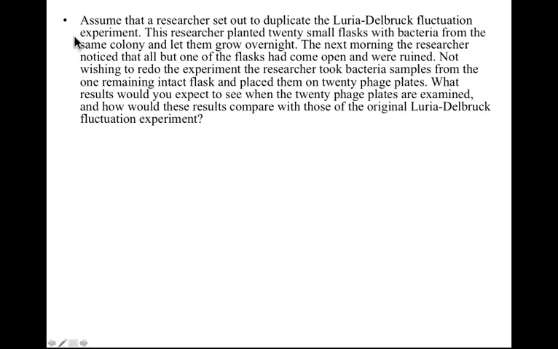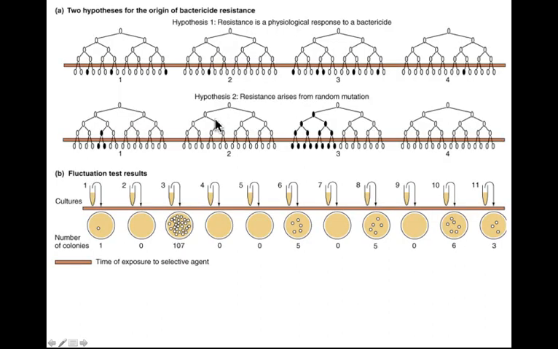So our final question deals with this Luria-Delbruck fluctuation test. If you remember how this test works, let's just focus on the middle line, since this is the hypothesis that resistance arises from random mutation. This turns out to be the correct one, so let's just focus on this.